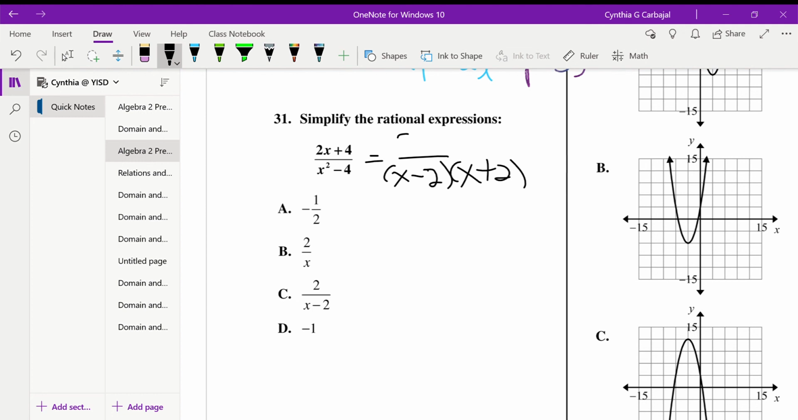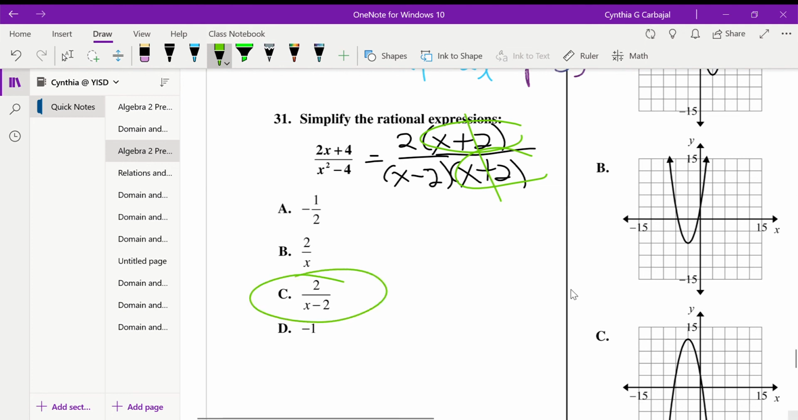And then I would factor out a 2 in the top, so 2 times x plus 2, and then these two would end up being the same binomial on the top as on the bottom. They will cancel out. So it would be left with 2 over x minus 2. But I don't remember doing this with you guys in algebra. Okay.